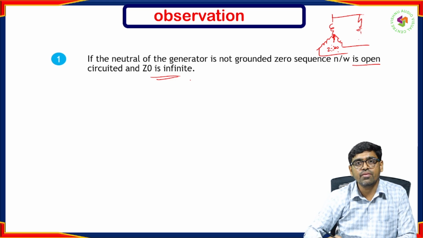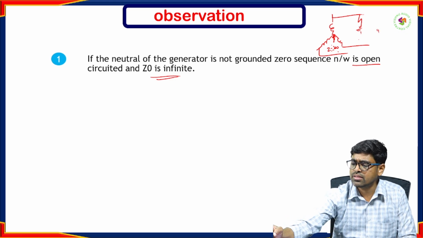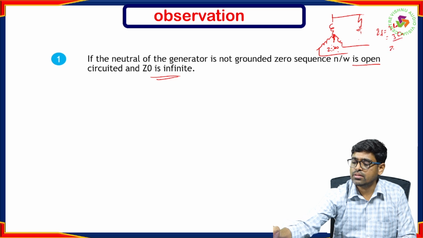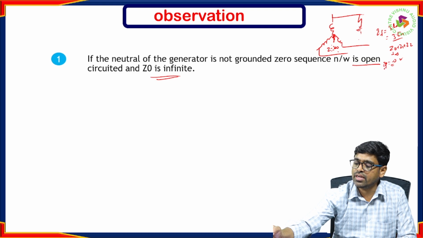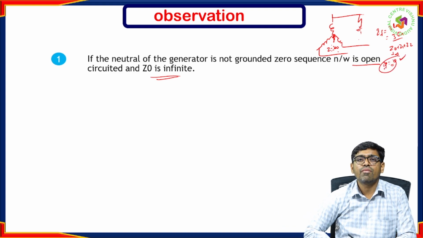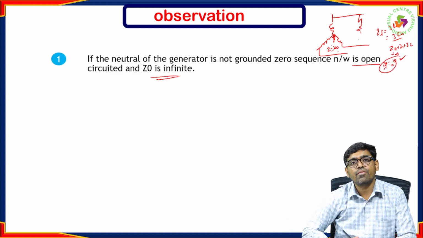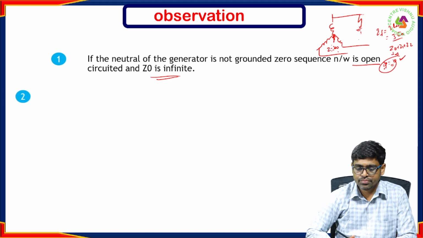Then Z0 is infinity. Then the fault current If is nothing but 3 times of Ia0, that is 3 times of Ea divided by Z0 plus Z1 plus Z2. Z0 is infinity. 1 by infinity means you can get 0. If equal to 0 current. So if it is not having any ground connection, for an LG fault, fault current cannot flow.